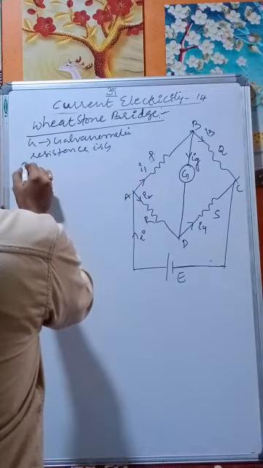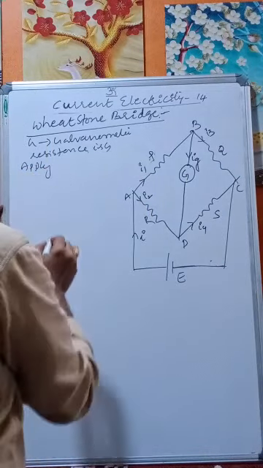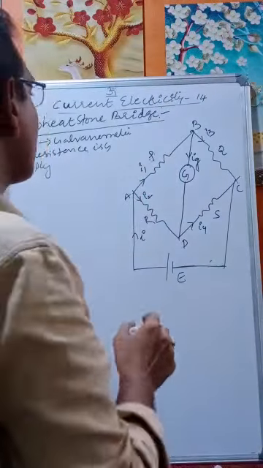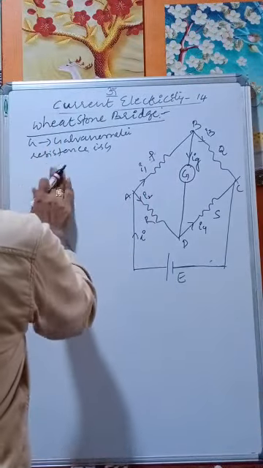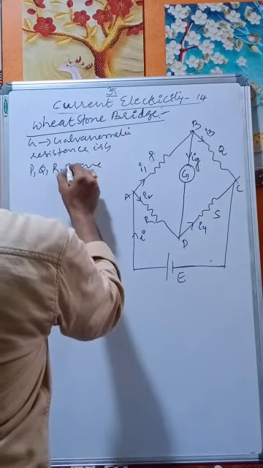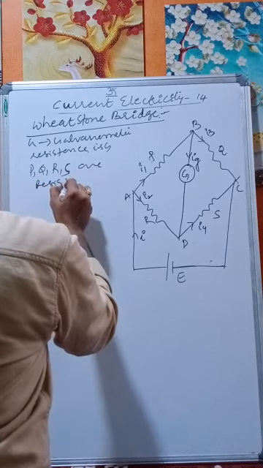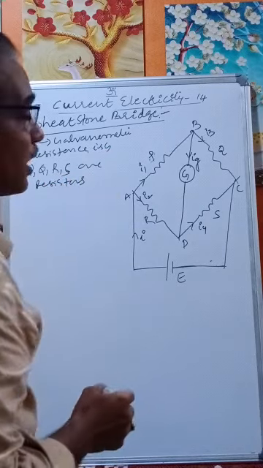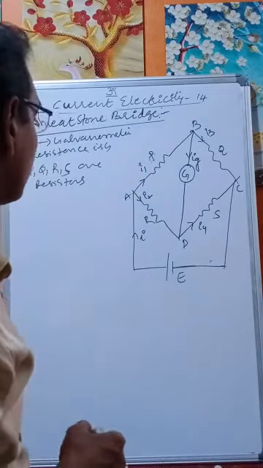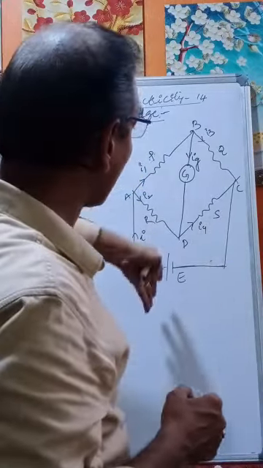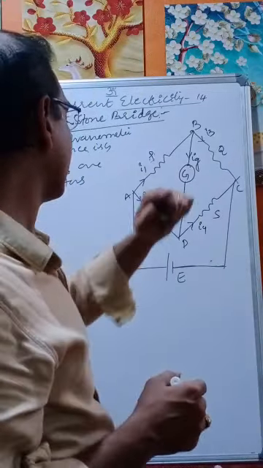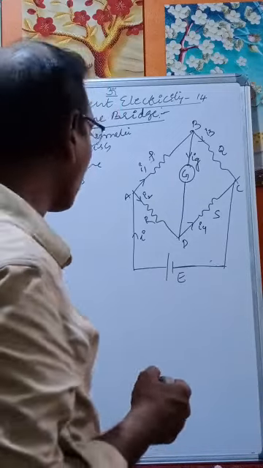Now apply KVL. The Wheatstone bridge consists of 4 resistors. P, Q, R, S are resistors. G is the galvanometer, whose resistance is also G. Take the galvanometer resistance as G. Across one diagonal we connected a galvanometer of resistance G, and across the other diagonal we connected a battery of EMF E volts.